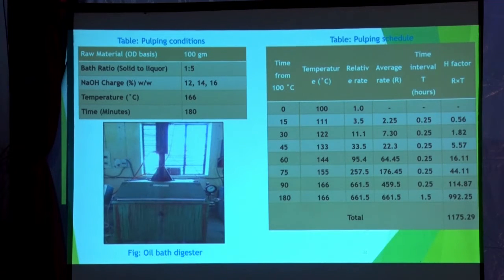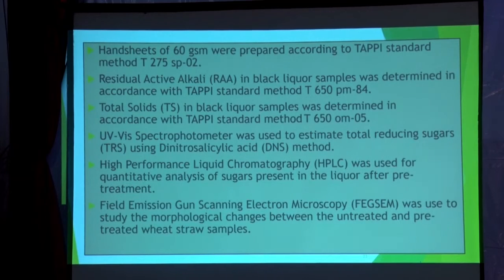Now these were the pulping conditions. The bath ratio was kept at 1:5. The alkali charge was varied from 12% to 16%. The maximum temperature was kept at 106 degrees Celsius, and the total time of the pulping was 180 minutes. The handsheets of 60 GSM were prepared according to TAPPI standard protocols. The RA, TA and total solids were again calculated according to TAPPI standard protocols.